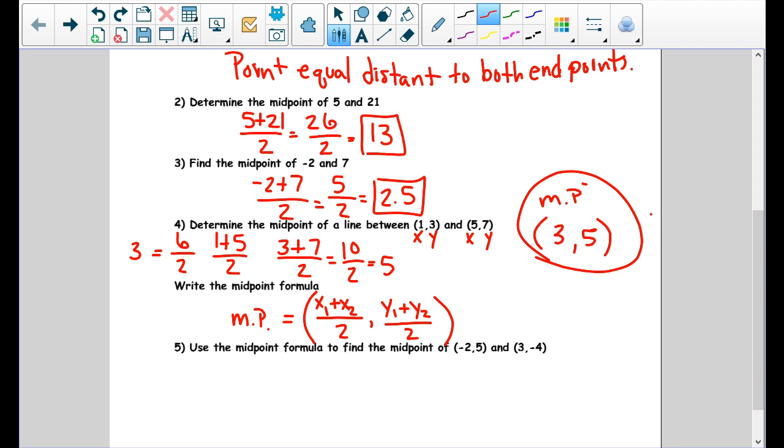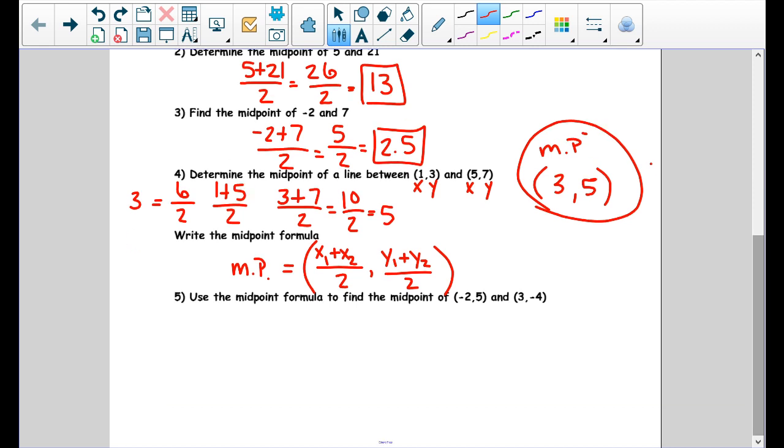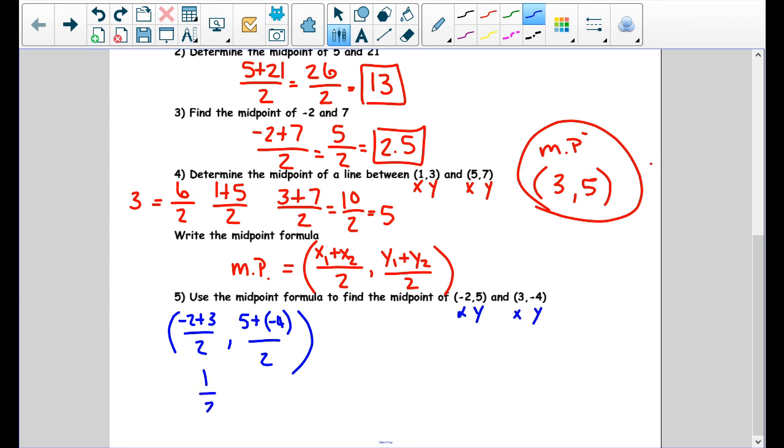So again, number 5, if we actually use this formula now, we plug our values in. I'm going to do this 2 times to show you that it doesn't matter what order you put them in. So if I look here, I have negative 2 plus 3 divided by 2, and 5 plus negative 4 divided by 2. So negative 2 plus 3 is 1, so I have 1/2. 5 plus negative 4 is 1, so I end up with 1/2. And again I can just leave them as fractions, that's okay.